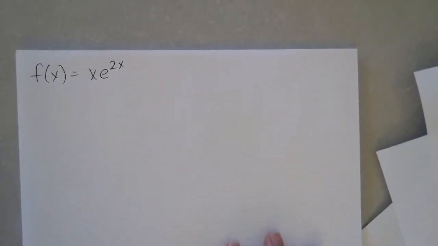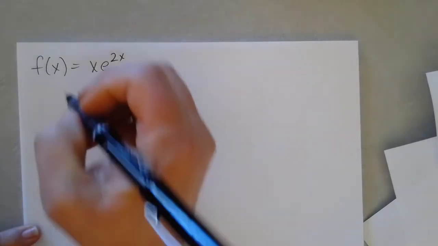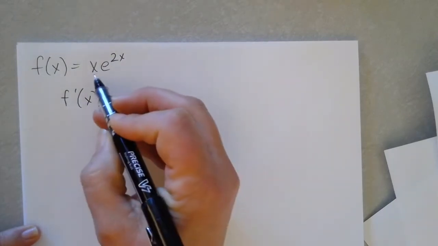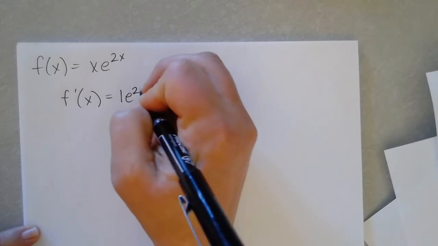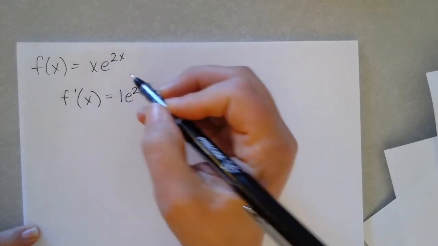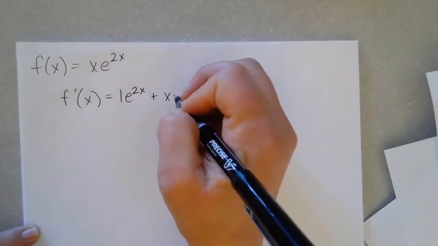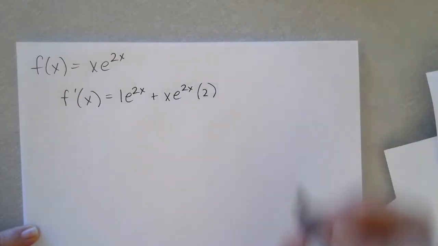Okay, so I have x times e to the 2x. So this one requires the product rule. So f prime of x is equal to, I'll do the derivative of x first just because it's first. So that's 1 times e to the 2x plus x times the derivative of e to the 2x. The derivative of e to any power is always e to that same power, then times the derivative of the power, which is 2.